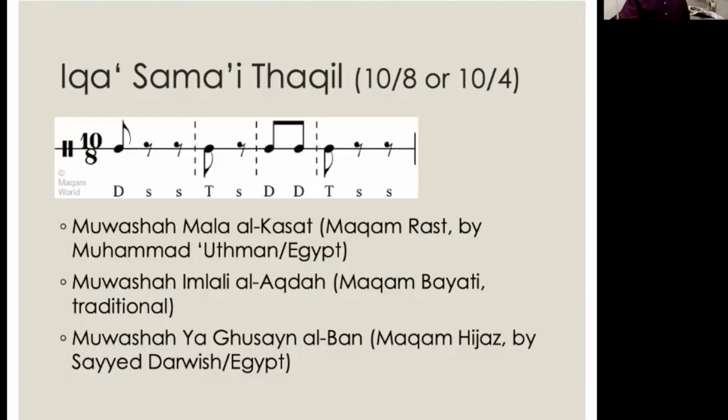Our next Iqaa is Iqaa sama'i thaqil, and I'm going to share the notation of this Iqaa. It's in 10/8 if it's fast or 10/4 if it's slower. It comes definitely from the Turkish tradition, Ottoman tradition. It's not an Arabic Iqaa. From a Turkish rhythmic cycle called Aqsaq Sama'i, of the same exact signature. And this is the official Iqaa that accompanies the Sama'i instrumental form.